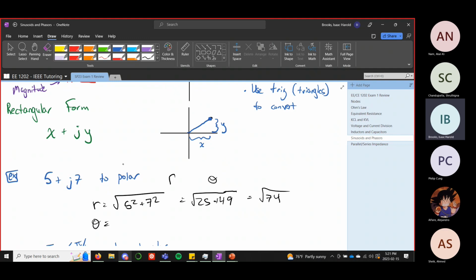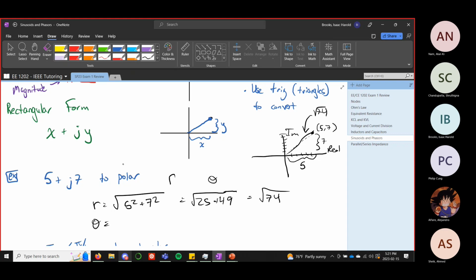Theta is, you can always draw out the triangle. So 5 plus j7, if this is the imaginary axis and this is the real axis, this is 5 here, 7 here. This is like the point (5, 7). Okay, and what we're trying to find is the distance to the origin. We know that this is 7, this is 5, that's just a triangle. And this is just the Pythagorean theorem. That's how we get this radius, or this distance. So this distance here is the square root of 74.